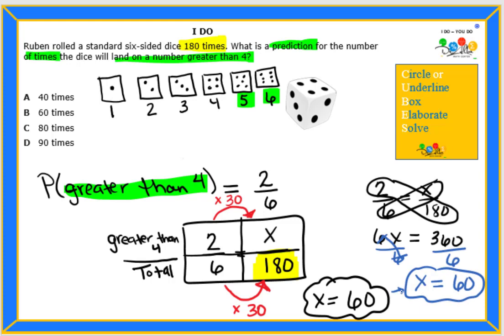So we get the same answer either way. x equals 60. So the correct answer is B. For the number of times the dice will land on a number greater than 4, 60 times it should land on a number greater than 4 if we roll the dice 180 times.